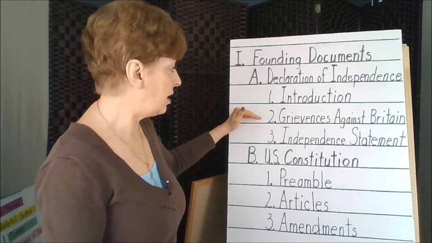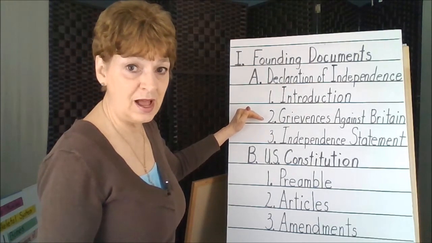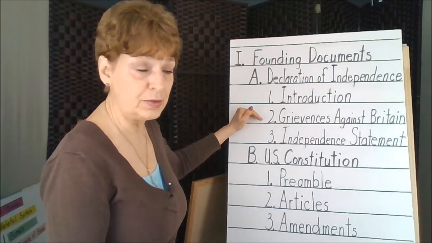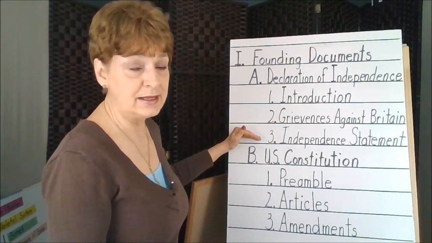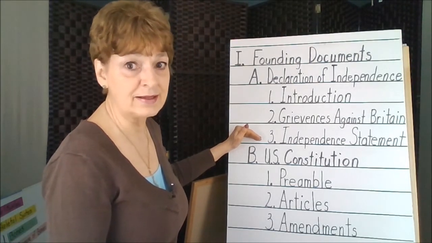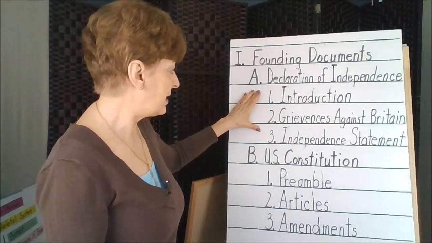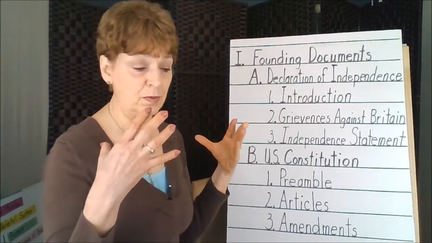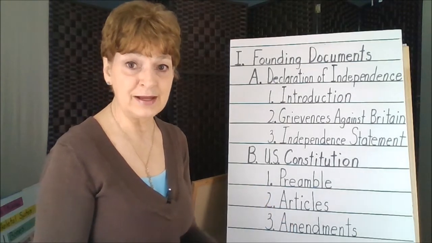There's a portion in here where there are grievances against Britain. The colonists are talking about why they're upset with Britain. And the third category is the actual declaring independence. So the Declaration of Independence has 3 actual categories that you could pick out. This was actually thought of by the founders who were writing the Declaration.